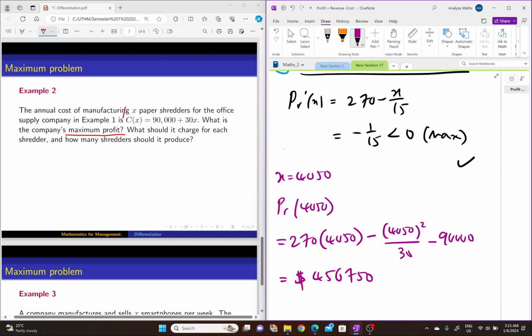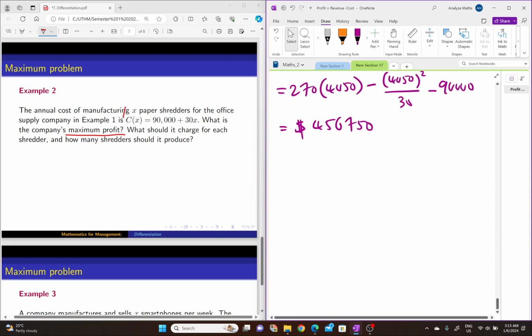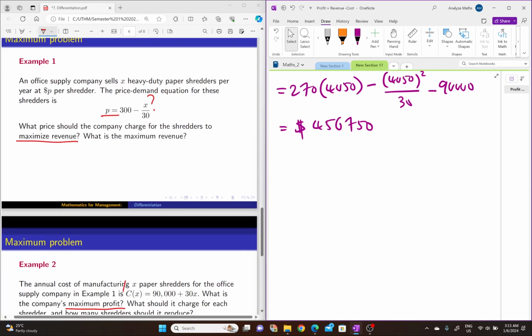What should it charge for each shredder and how many shredders should be produced? How many shredders should be produced? That is x equal to 4050. How much is it charged? Just now we have a price formula here.